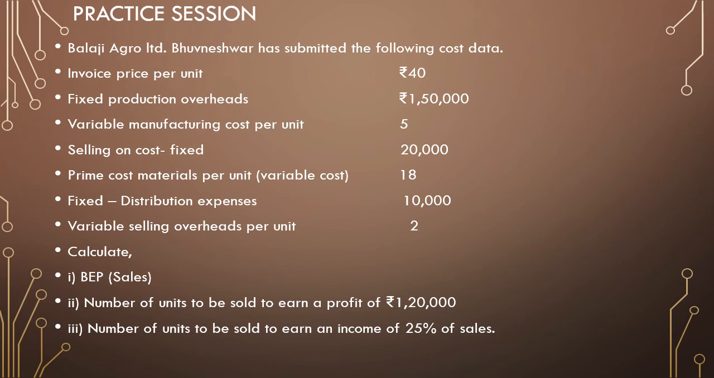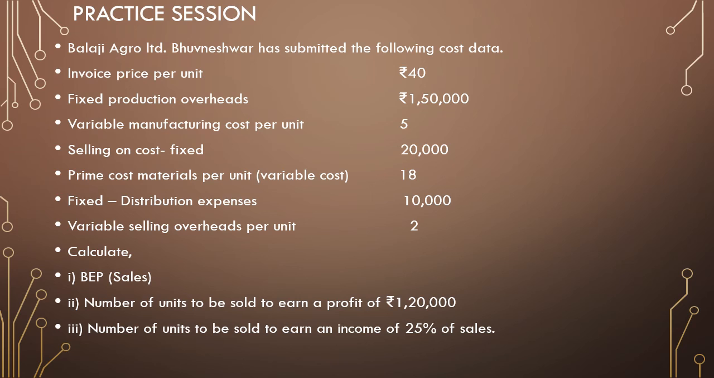Selling on cost fixed 20,000. It is your fixed cost. Prime cost materials per unit variable cost 18. So it is again your variable cost element. Then fixed distribution expenses rupees 10,000. Again it will be considered as your fixed cost. Variable selling overheads per unit rupees 2, and this will be again considered as your variable part.